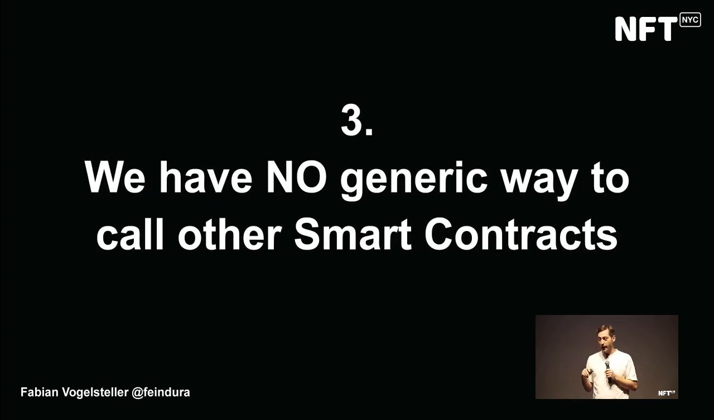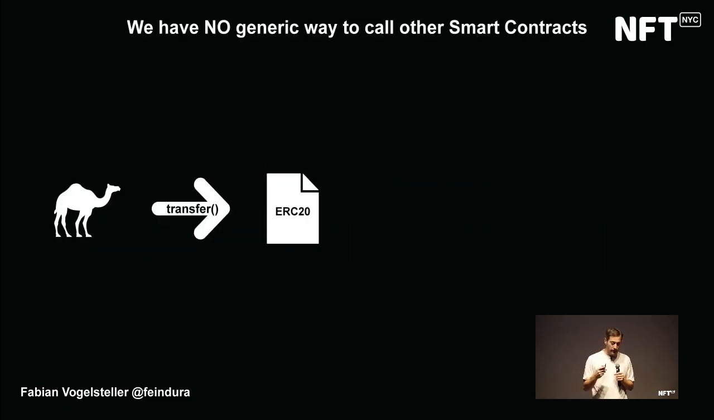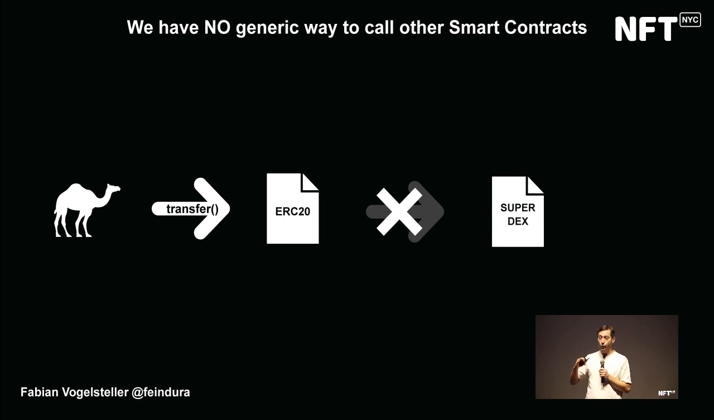The third problem we have is we have no generic way to call other smart contracts, and that's actually a big issue. So it's a simple thing. When you have an ERC-20 or whatever transfer, you call a transfer, and there's no way another smart contract would ever know that it received a token, because what the token smart contract does, it just updates the balance on its own contract. So the other smart contract never knows about that.